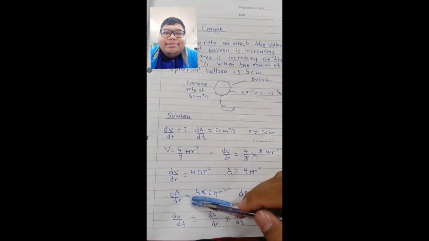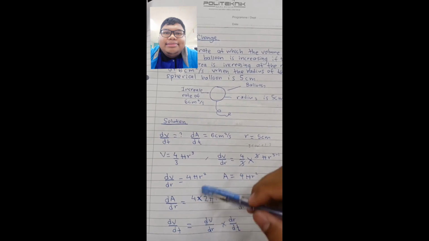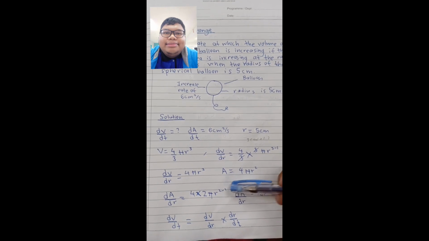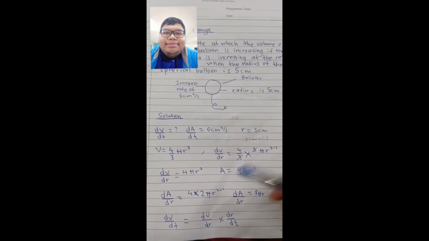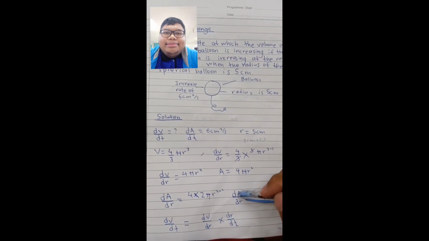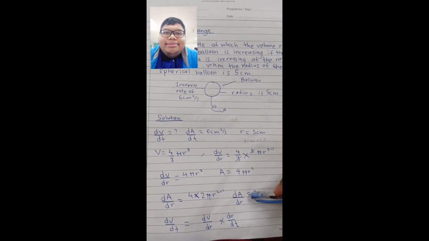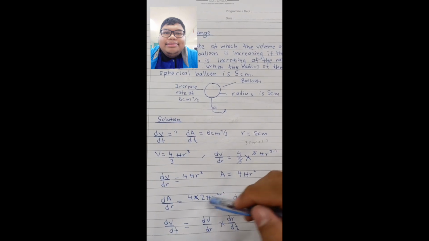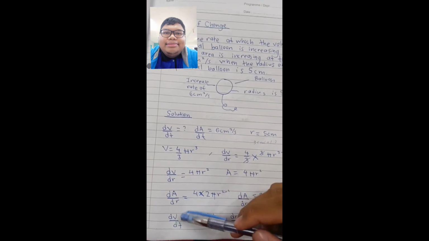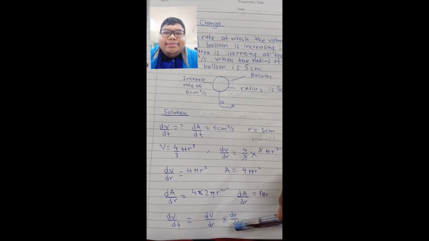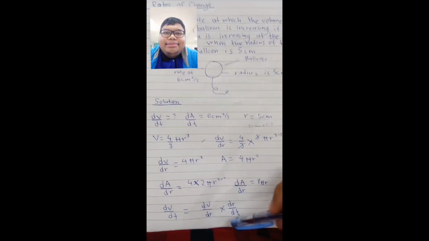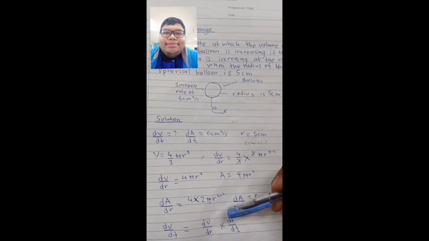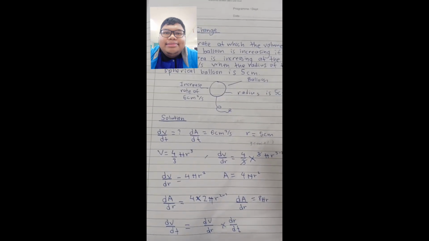And we have the area A equals 4 pi r squared. dA/dr equals 4 times 2 pi r to the power 2 minus 1. dA/dr equals 8 pi r, that is what we solved earlier. dV/dt equals dV/dr times dr/dt. That is the formula we have to find.